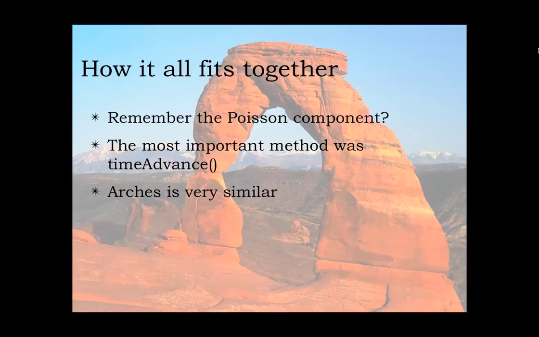So now I want to talk about how all of this stuff fits together. When we looked at the Poisson example, we saw that there were two really important methods: one was schedule time advance and one was time advance. As part of this CCA, this common component architecture, each component has to define a way to advance the simulation in time. So Arches is also going to have a schedule time advance and a time advance. If you look at any other component, they're going to have a schedule time advance and a time advance method. So there's a lot of parallels between the Poisson component and Arches, even though the Poisson component was really simple.